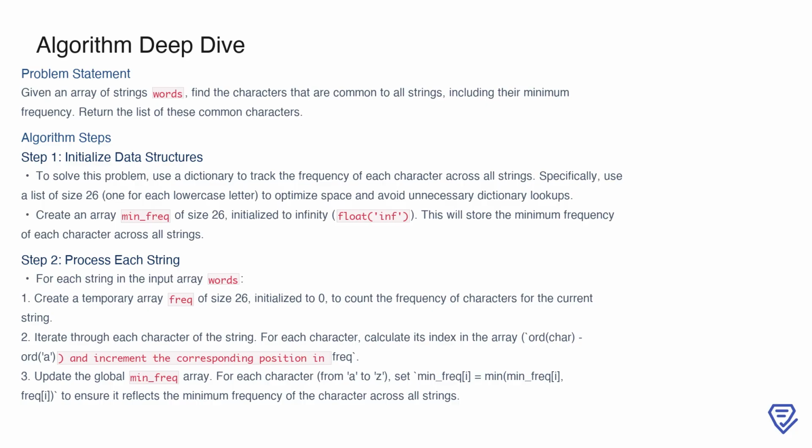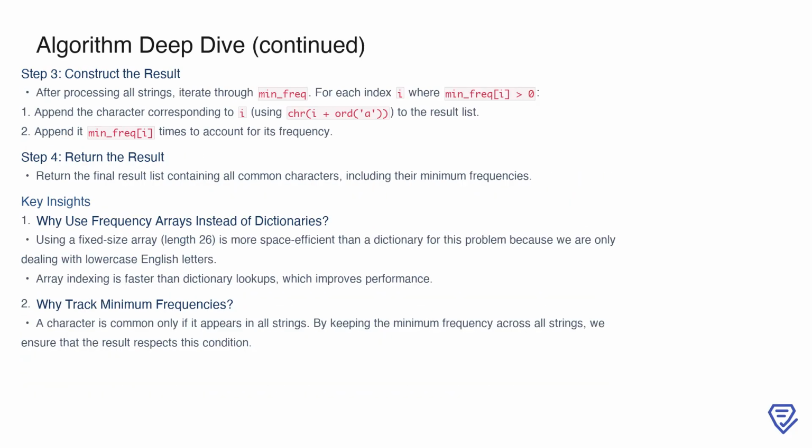Now, with the initial setup in place, we can begin processing each string to determine its character frequencies and update the global min_frequency accordingly. To complete the process, we then construct the result by iterating over the min_frequency array. For each character index where the value is greater than 0, we know that the character is common to all strings. By converting the index back to the corresponding character using chr, we can append it to our result list.